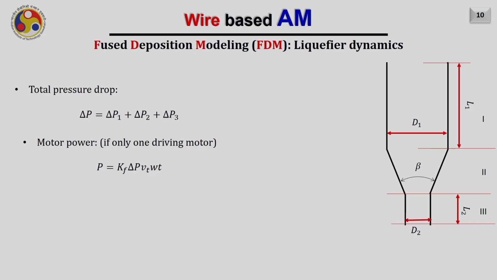So whatever the condition is, if it is isothermal or non-isothermal, the total pressure drop in the liquefier can be given as delta P equals delta P1 plus delta P2 plus delta P3. Now we can easily find out the motor power because the value of delta P is already known to us.